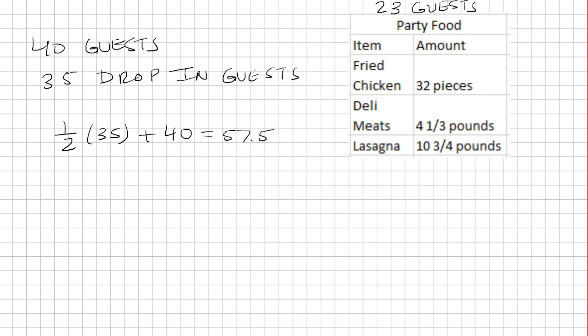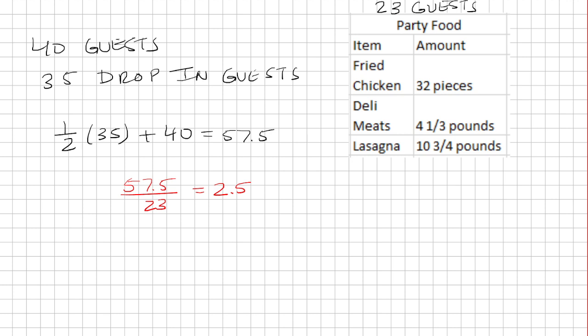So just to recap, we're going to count all 40 guests, and then we're going to take half of 35 because they're going to count as half a guest. Okay. So now we have to look at the table. The table is good for 23 guests. Now we have 57.5 guests. What is that ratio? Well, that ratio is 2.5. What this means is we're going to have 2.5 times more guests than what this table is good for.